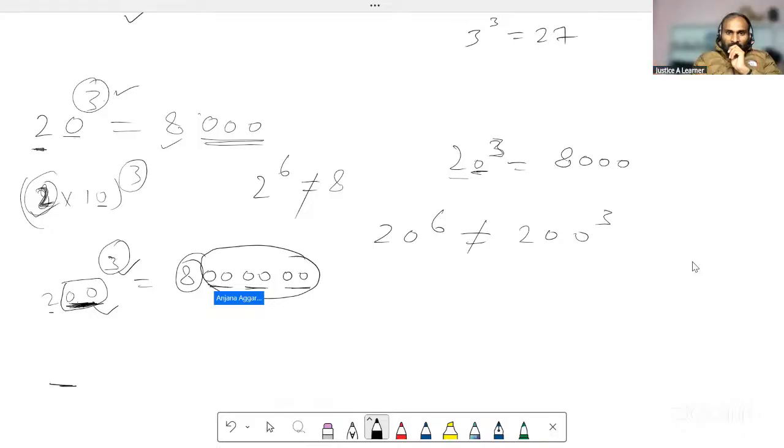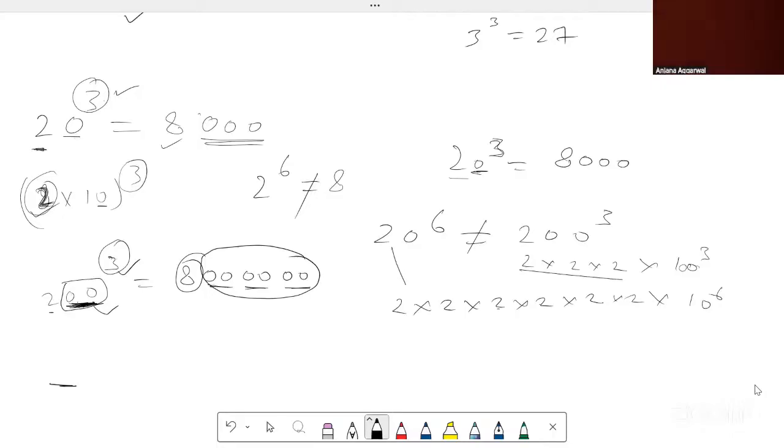You know why? Because it would be 2 into 2 into 2 into 2 into 2, 1, 2, 3, 4, 5, 6. And this would be 2 into 2 into 2, and into the 10 to the power 6. And this would be 10 to the power 3. Sorry, 100 to the power 3. So this is 8 into 100 to the power 3.